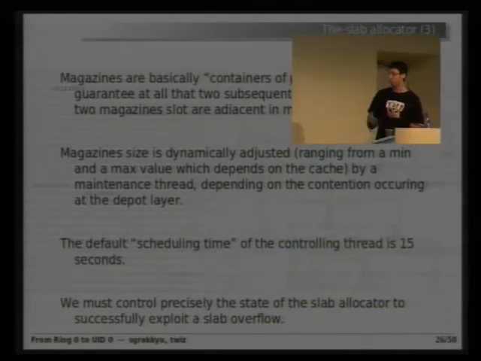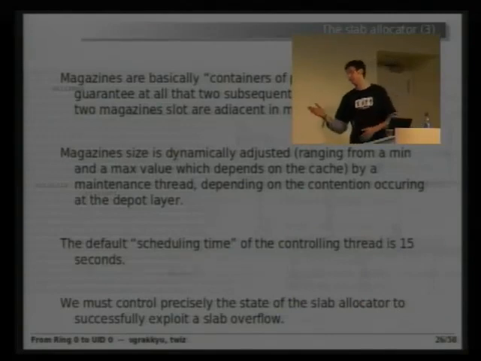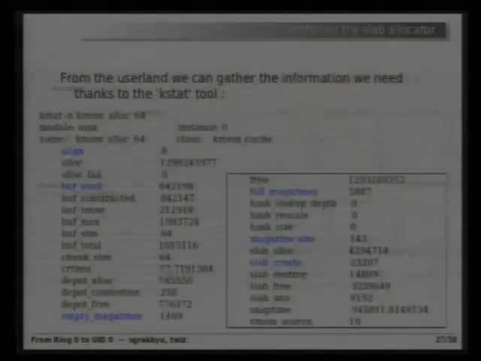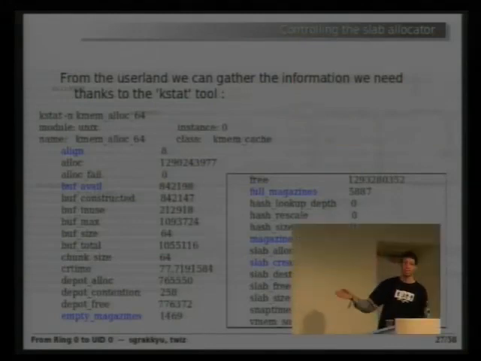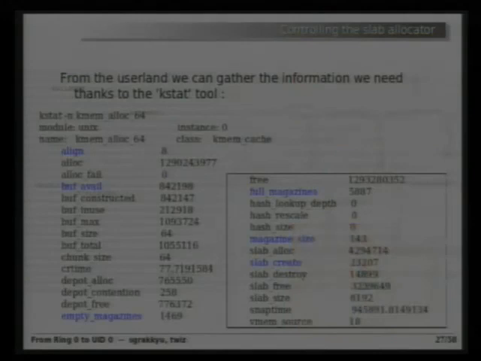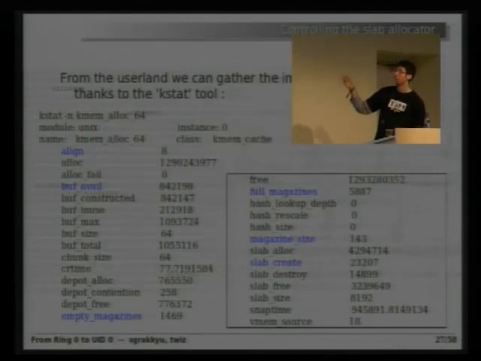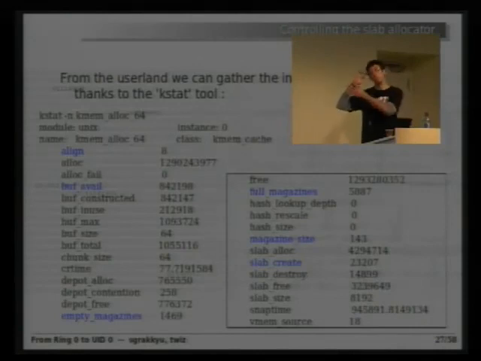What we need to do is control precisely the state of the slab allocator, so we can manage to exploit this kind of vulnerability. We use the user land. We get all the information from the user land. We use the kstat tool, kstat. The kstat provides statistics of basically every subsystem inside the kernel, and also of slabs. This is an example of the output of the kstat command applied to the general purpose cache kmem_alloc_64.